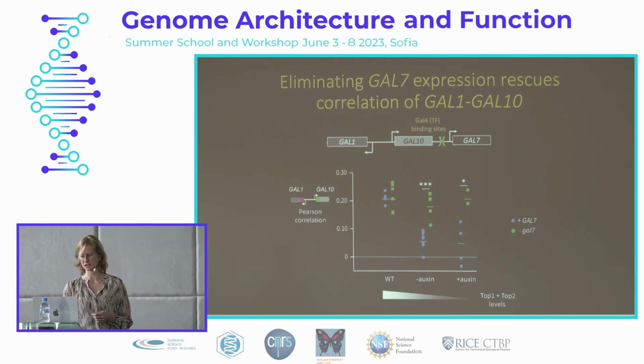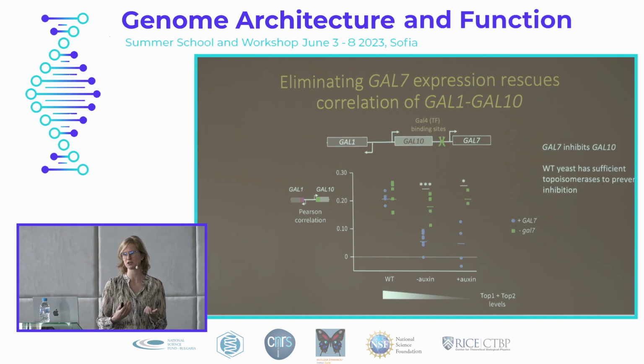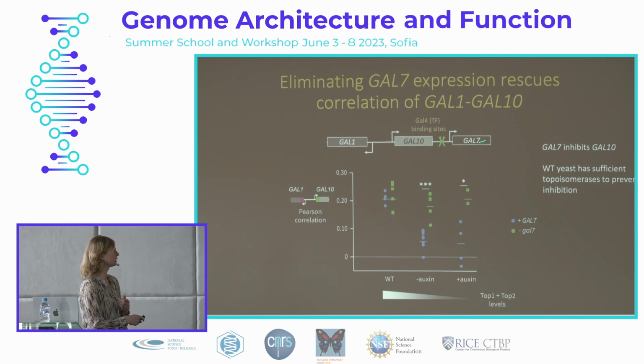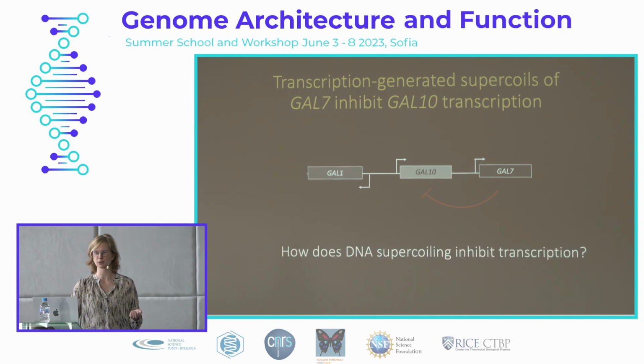So this data suggests two different things. When there are not enough topoisomerases, GAL7 transcription starts to inhibit GAL10 transcription, which then causes the decoupling of GAL1 and GAL10 and their co-expression. But it also shows that in wild type, there apparently are already sufficient levels of topoisomerases to prevent this transcription inhibition, because if we remove GAL7 in wild type, nothing really happens. So this data seems to show that these genes inhibit each other, and that there's a very strong inhibition of GAL10 transcription by GAL7 transcription. But what inhibits this transcription so much?